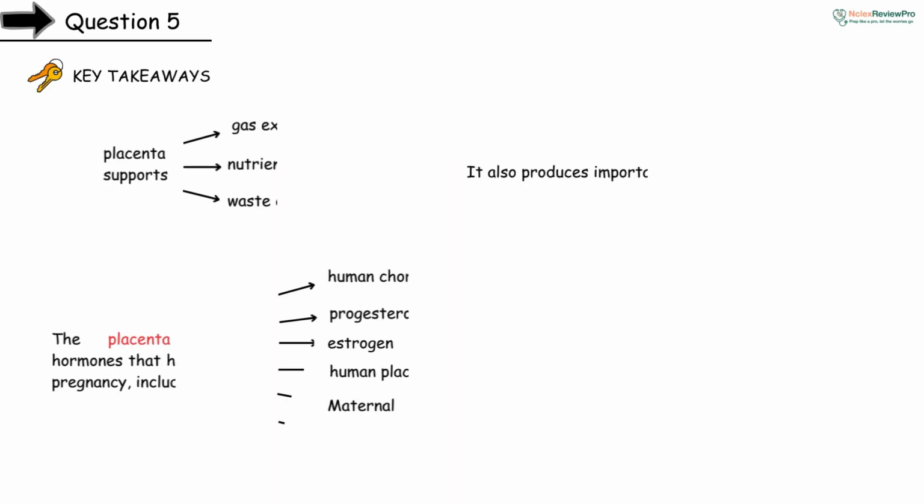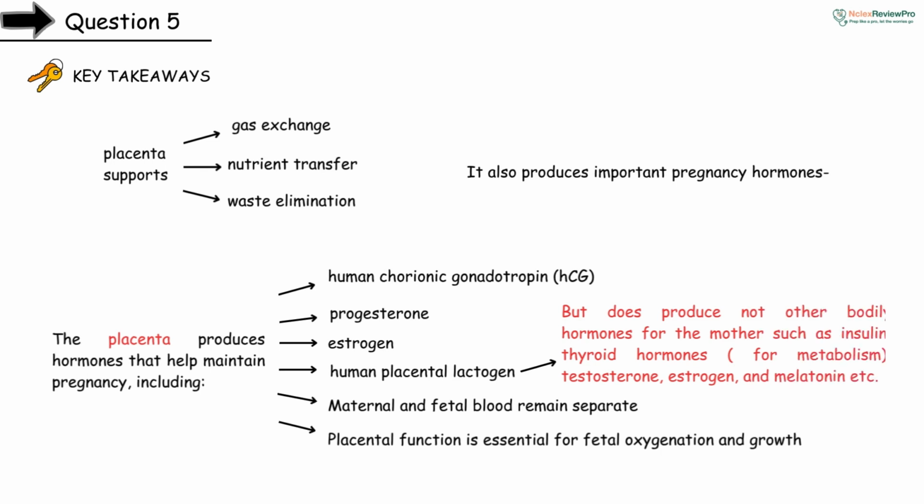So the key takeaway here is this. The placenta performs essential functions including oxygen exchange, nutrient transfer, and removal of fetal waste products, while also producing important pregnancy hormones such as HCG, progesterone, estrogen, and human placental lactogen to maintain pregnancy, but it does not allow direct mixing of maternal and fetal blood and does not produce hormones like insulin that are normally made by other organs such as the pancreas. Now, let's move on to the next question.